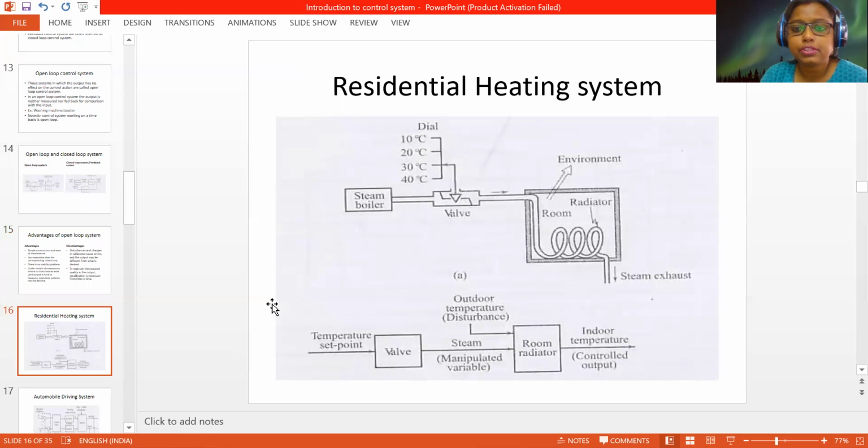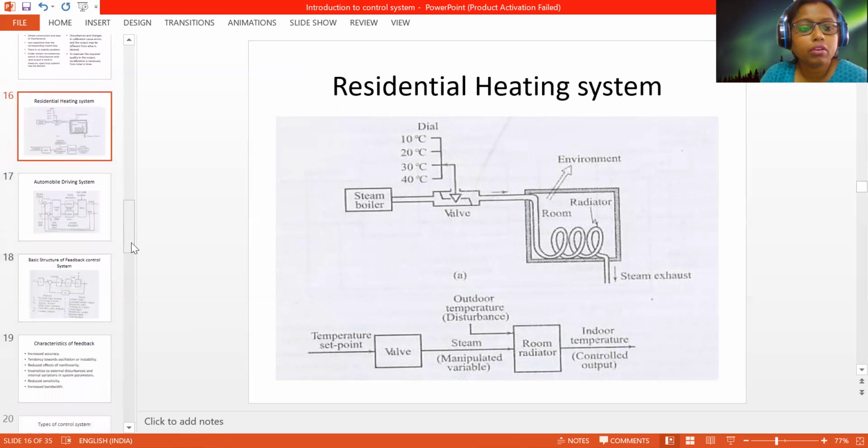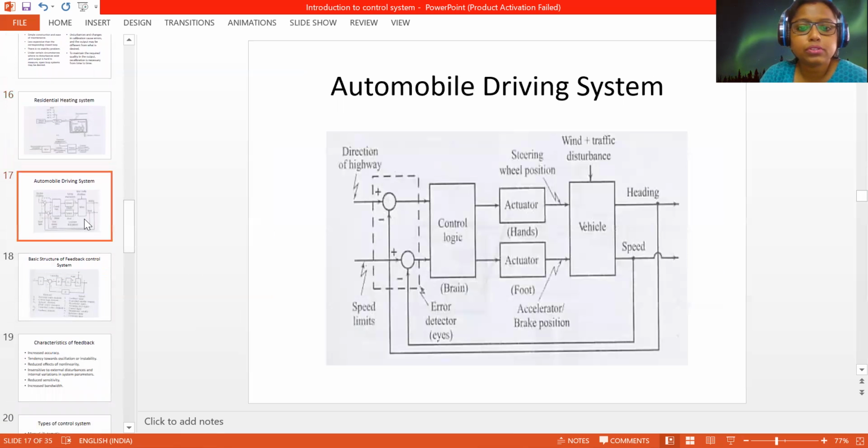Here is a diagram of a residential heating system and different types of control systems. Automobile driving control system: in this automobile driving control system, different types of input and output considerations are there. Considering the vehicle as the process to control, it has two parameters that need to be controlled. One is the direction and the other is the speed.